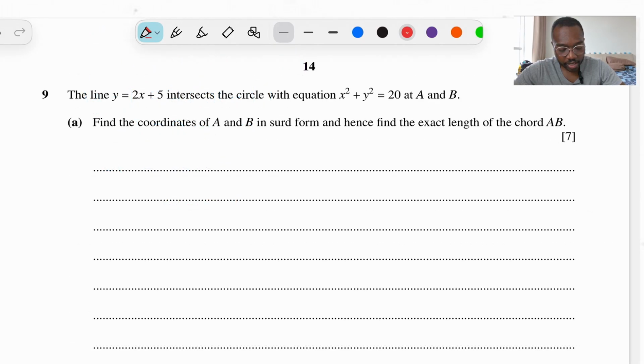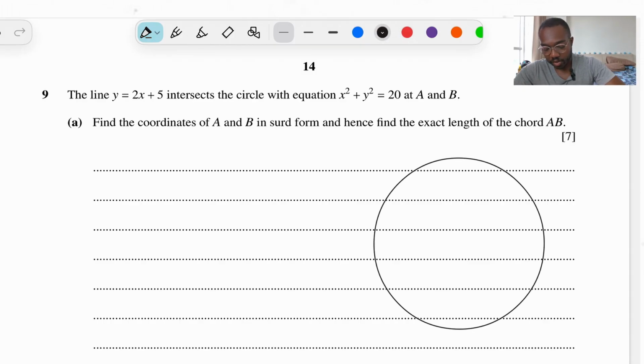So for question 9a, we have that the line y is equal to 2x plus 5 intersects a circle with equation x squared plus y squared is equal to 20. We need to find the coordinates of A and B in surd form and find the exact length of the chord AB. So if I just draw a circle quickly, what are they asking us to do?